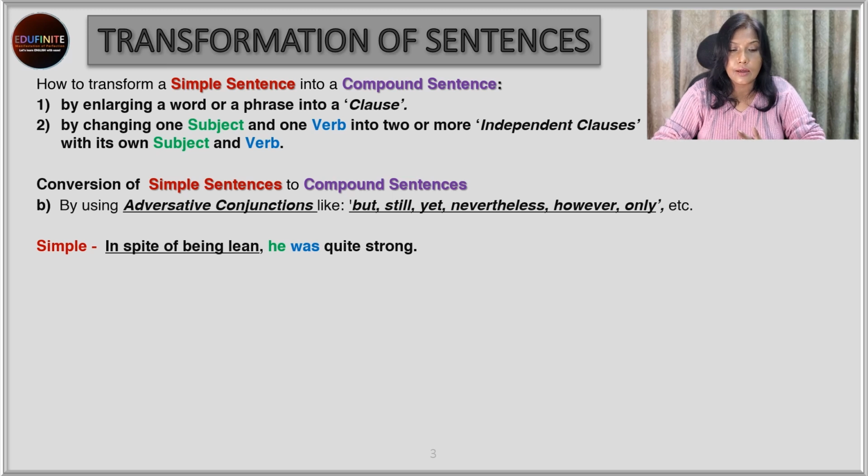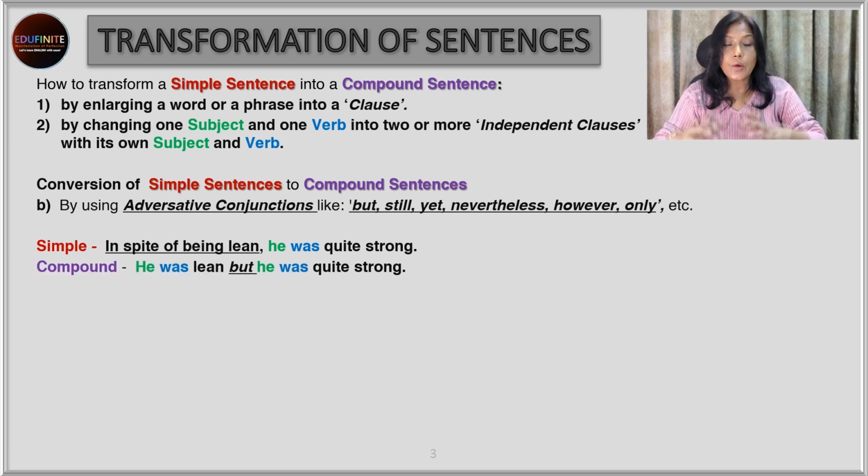Let's take this simple sentence first. In spite of being lean, he was quite strong. So in spite of being lean, that's the phrase. Now we'll have to expand it. How do we do it? He was lean, but he was quite strong. So what are we doing? We are having two contradictory independent clauses. The meanings are contradictory. He is lean, but he is strong. So for these cases, we use the conjunction but.